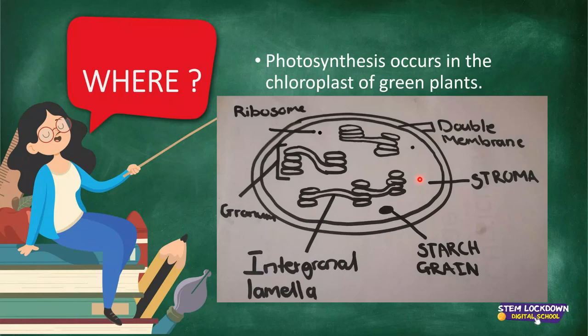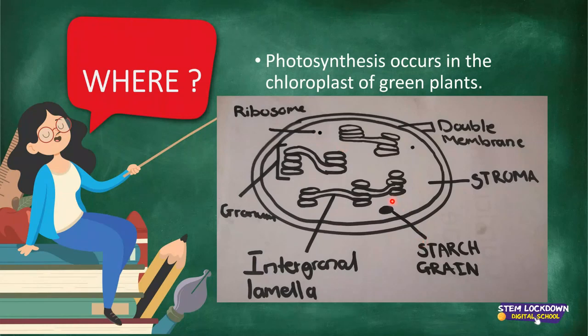And then the stroma, which is your white space, contains enzymes for the reactions of the dark phase. Remember, we said that photosynthesis has two phases, right? It is your light independent and your light dependent. So the stroma is used in the dark phase, which is light independent, obviously. And then the ribosomes in the stroma synthesize enzymes for photosynthesis.